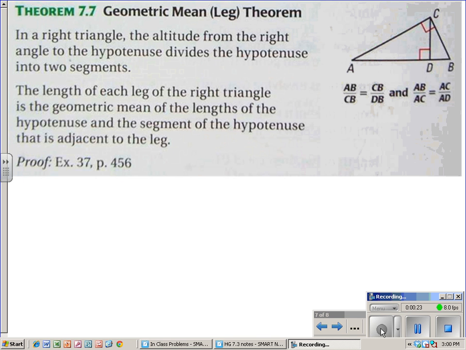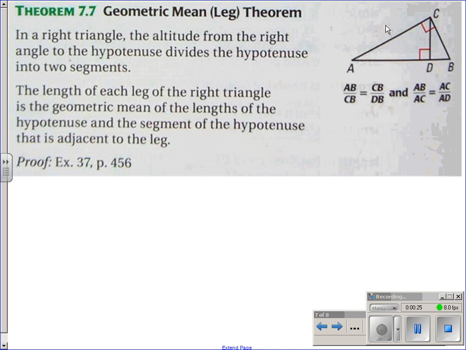So what I mean by that is the length of the leg of the biggest right triangle, x, or this leg, y. Okay, it says in a right triangle, the altitude from the right angle to the hypotenuse divides the hypotenuse into two segments. So that's just setting up the picture. This is the main part. Hopefully you hit pause and are copying this down, all of it. So the main part says the length of each leg of the right triangle is.